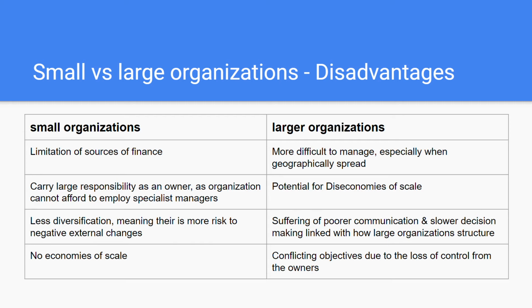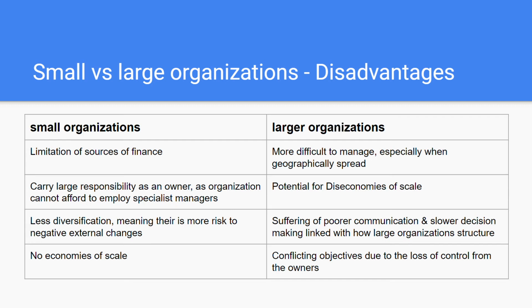And the third disadvantage could be that there's less diversification, meaning there's more risk to negative external changes in that particular area. And of course, another disadvantage is that there are no economies of scale. Large organizations have the disadvantage that it is more difficult to manage, especially when it's geographically spread out. For example, if you have a business or a headquarter in Europe and then you expand it into the USA, it will be difficult to communicate and to manage both of these at the same time.